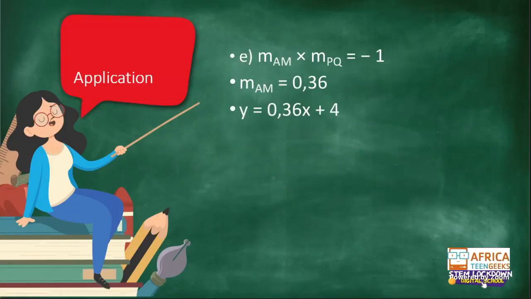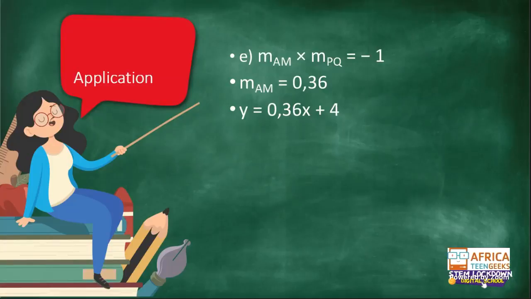Remember, you already know the gradient of PQ, isn't it? And if you look at AM, you're going to see that AM is perpendicular to PQ. You know that two lines are perpendicular if the product of their gradients is -1. That's why we write the gradient of AM times the gradient of PQ is equal to -1.